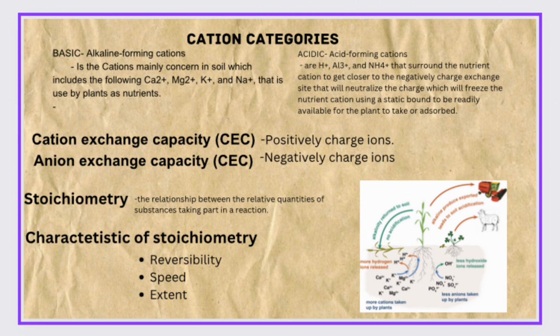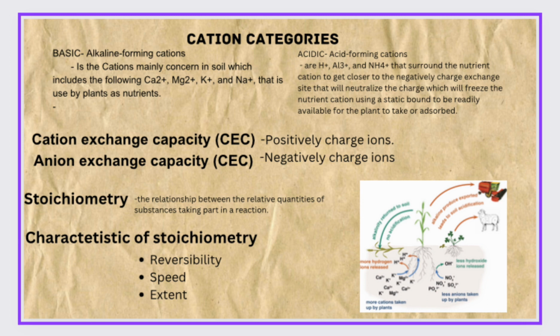The exchange basically works like this. Plant roots and soil microorganisms give up positively charged hydrogen ions. If these hydrogen ions surround the nutrients or basic cations and get closer to the negatively charged exchange site, the hydrogen ions will fill the exchange site and neutralize the charge. This means that there should be an equal number of mole equivalents of the replacing cations and the cations to be replaced. This is the rule that is followed in cation exchange reactions, or what we call stoichiometry.